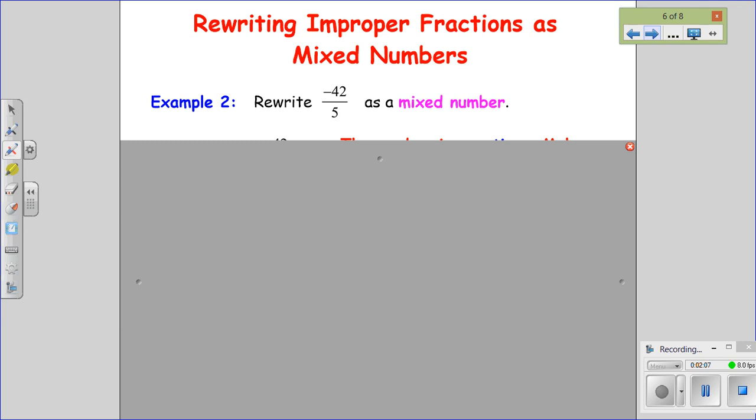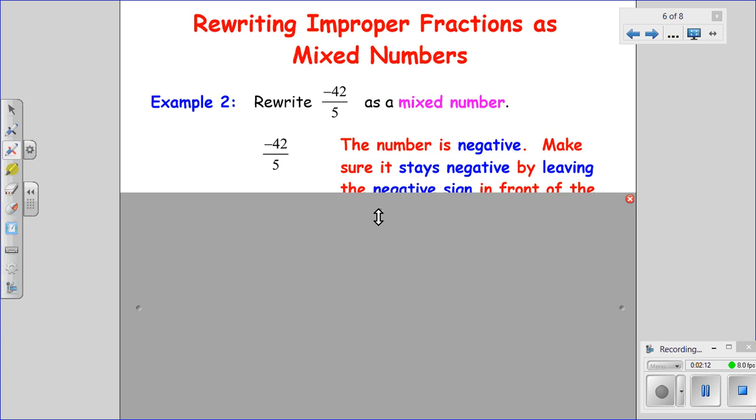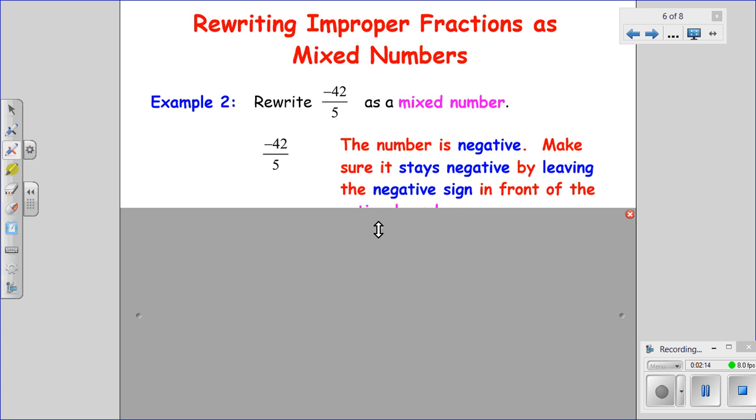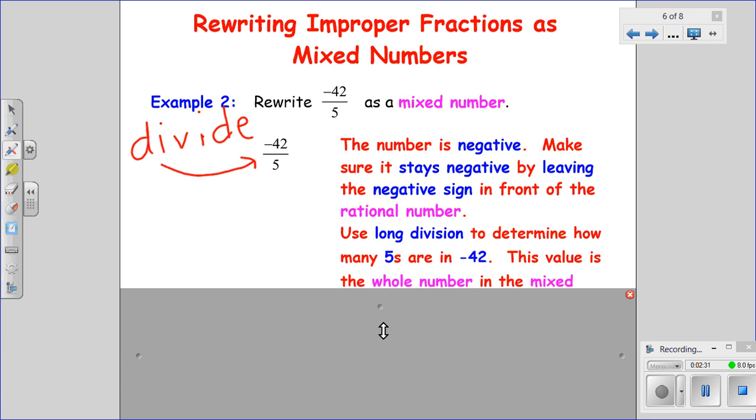Now, in order to rewrite improper fractions as mixed numbers, really, what does this sign here mean? That symbol right there really means divide. So that's what we're going to do. We're going to divide, we're going to find out the number of wholes, and we're going to find the remainder. So -42 divided by 5, if I'm going to do long division, I want to see how many times 5 can go into 42.